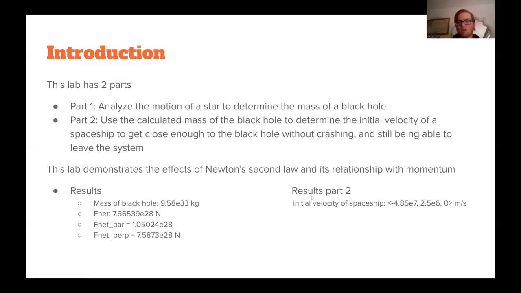And for part two of the experiment, we got the initial velocity of the spaceship being negative 4.85 times 10 to the 7th, 2.5 times 10 to the 6th, 0 meters a second.